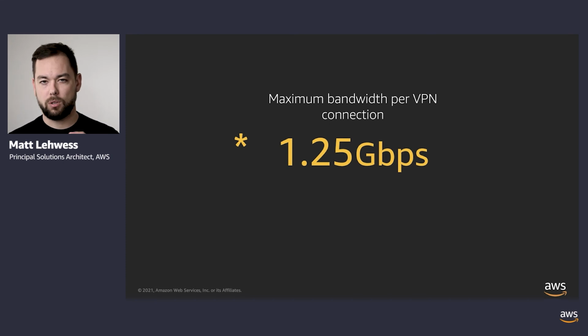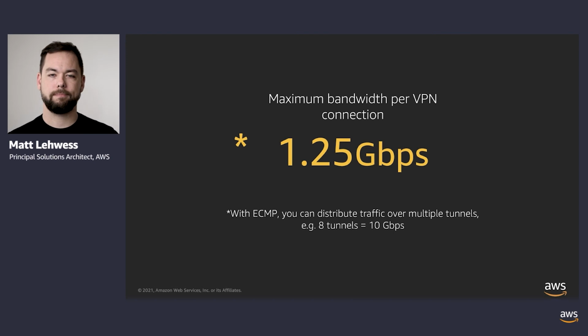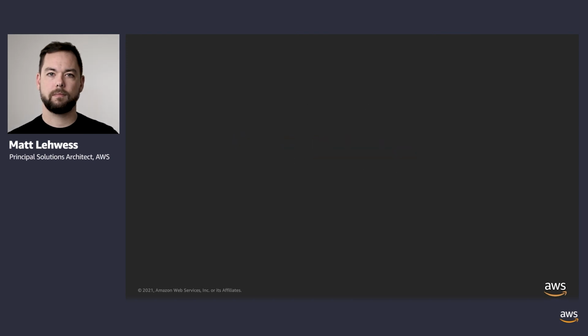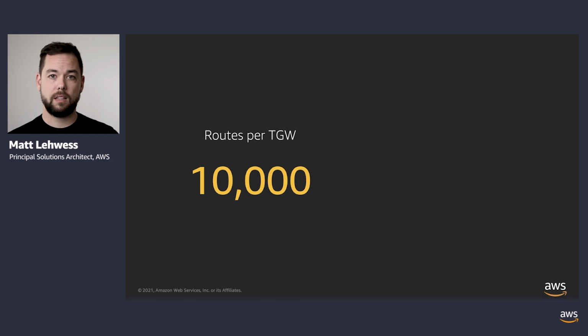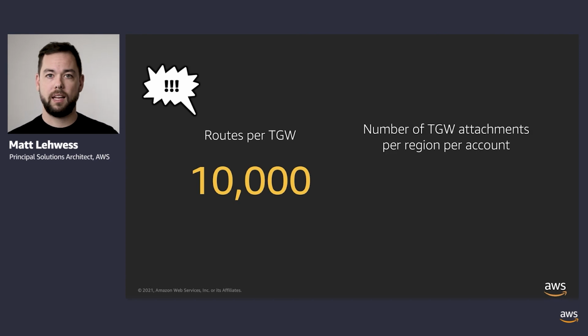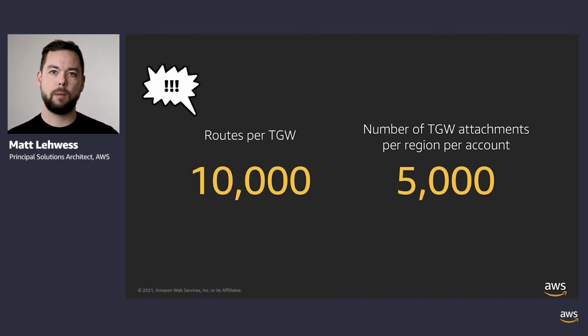However, we do have what's called ECMP, or equal cost multipath, so you can actually send traffic over many VPN connections. I've got a really quick aside on that in just a second. Okay, you can have up to 10,000 routes per transit gateway, which is pretty amazing, much more than the VPC route table. And here's the key one. Per TGW, you can have up to 5,000 attachments per region per account. So your TGW can basically be connected to up to 5,000 VPCs if you wanted it to be. That gives you a much more scalable deployment than just using peering.